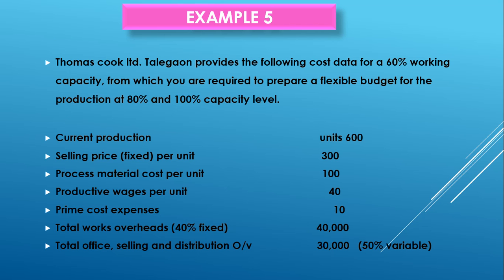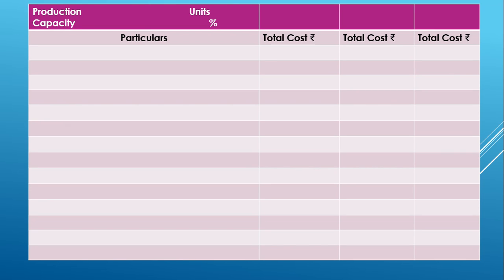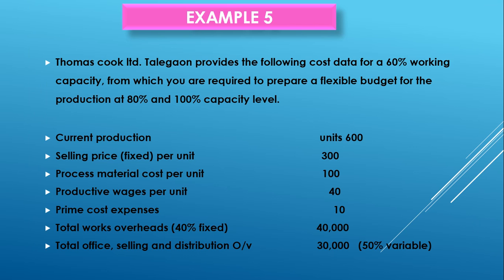So we have given the information of 60% capacity levels, but we have to calculate for 80% and 100% capacity levels. So if you can see here, they have given the prime cost expenses, productive wages and works overheads. We have to solve this example according to cost sheet method. So let's solve this. This is our whole format for flexible budget. At the center, upper side center, you have to write in the books of Thomas Cook Limited, Tadagaon, and normal capacity at 60% flexible budget.